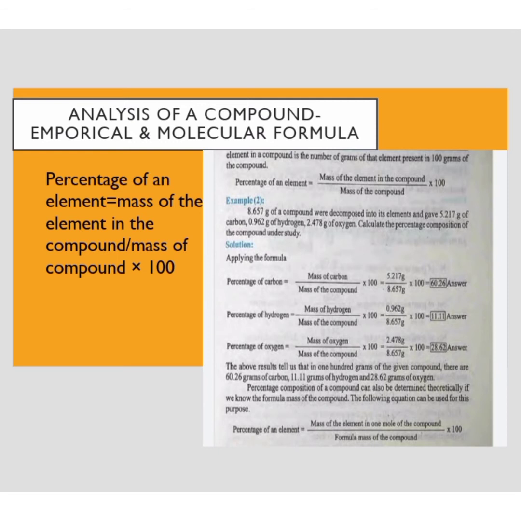So, how is the percentage of carbon found? Percentage of carbon is equal to mass of carbon over mass of the compound into 100. 5.217 grams is the mass of carbon here and the mass of the compound is 8.657 grams, multiplied by 100, which is equal to 60.26. This is the simplest way of calculating the percentage of an element. The next examples of percentage of hydrogen and oxygen are given in the book.